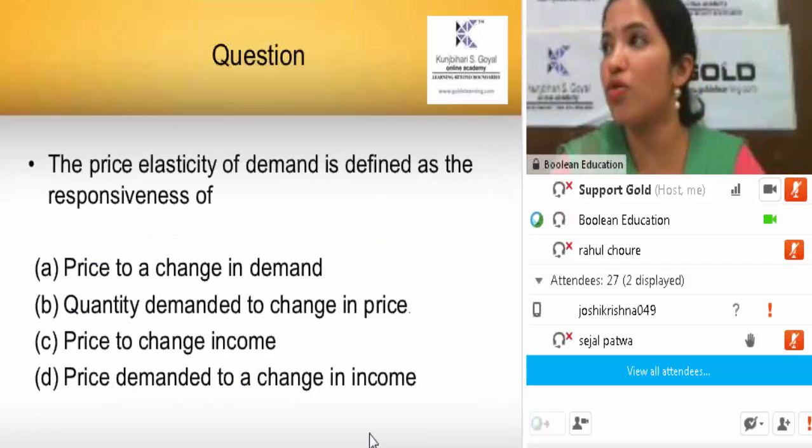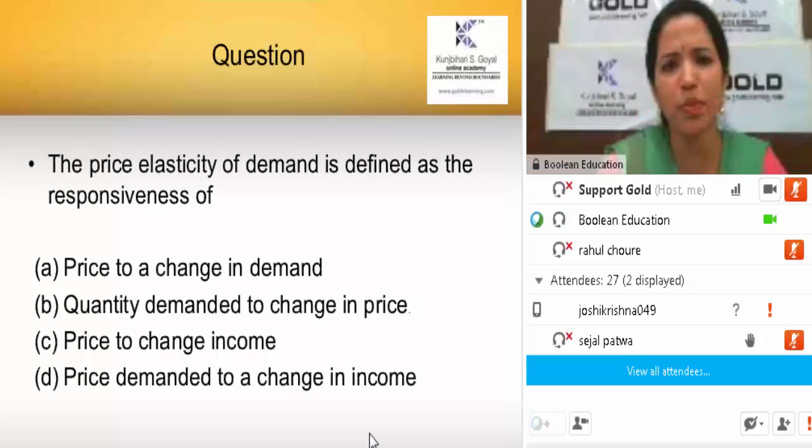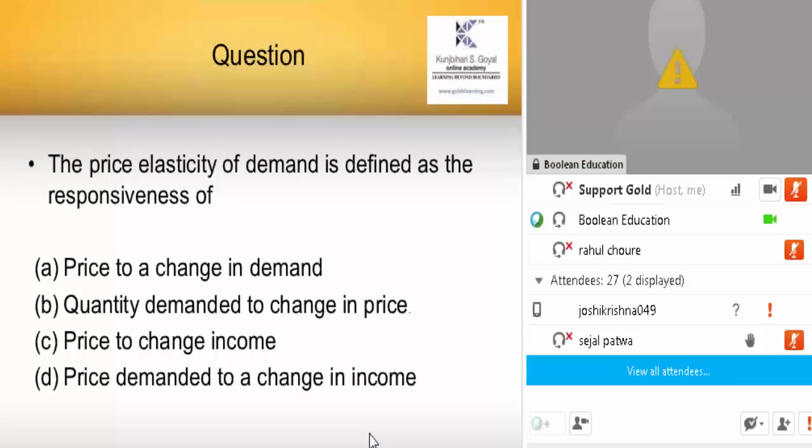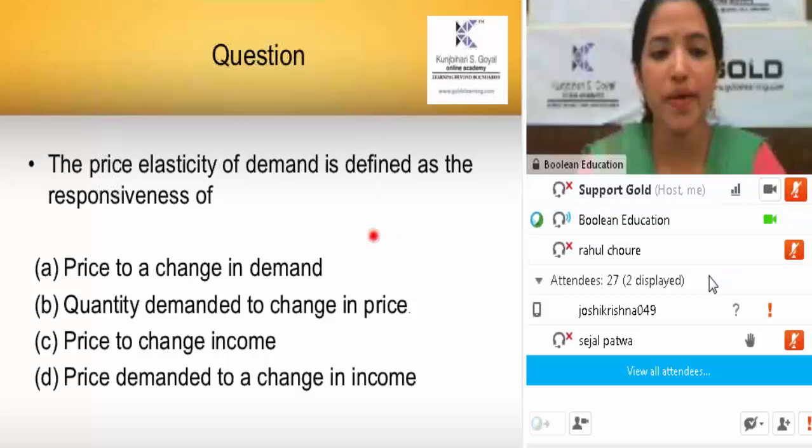So I have a question for all of you. So whatever we have studied, उसके ऊपर ये question है. You just have to pick up the correct option answer and write it in the chat box. The question for all of you is, you can read in your PPT. The price elasticity of demand is defined as the responsiveness of. Option A is price to a change in demand. B, quantity demanded to change in price. C, price to change in income. And D, quantity demanded to change in income.